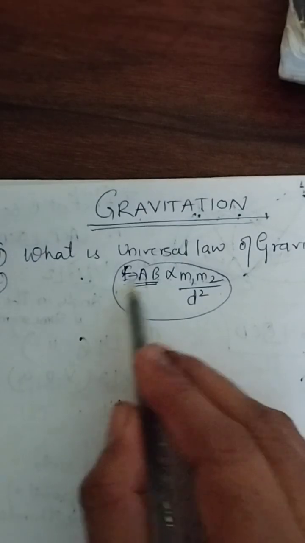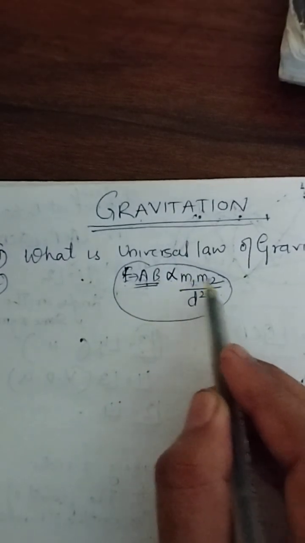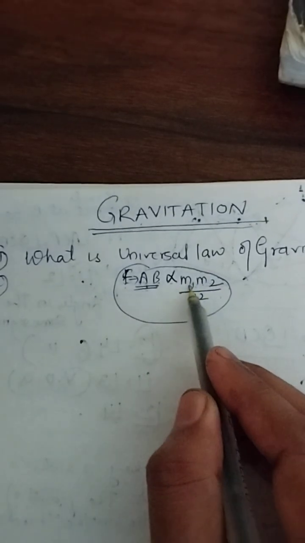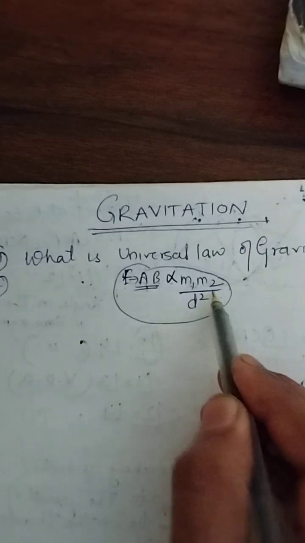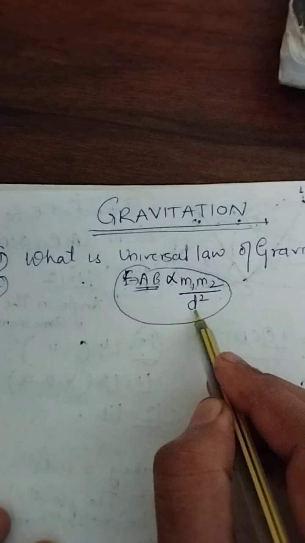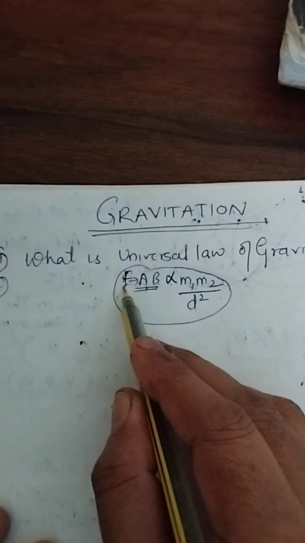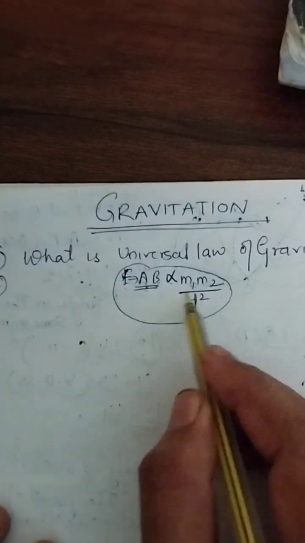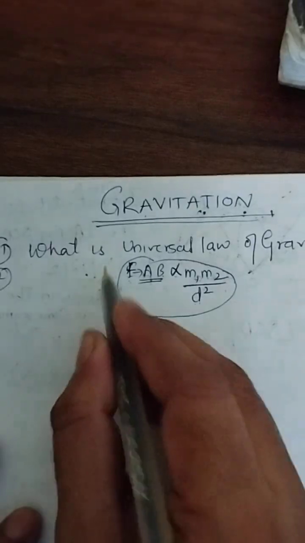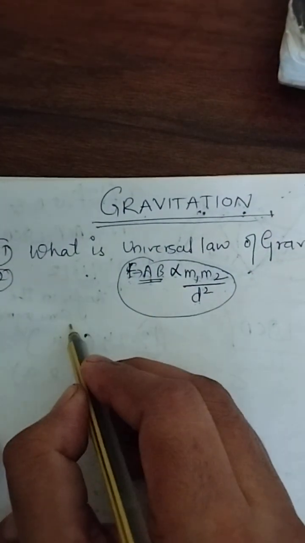The force between two bodies is directly proportional to the product of their masses and inversely proportional to the square of the distance. As the distance increases, the force decreases. As mass increases, force increases. That is the meaning of directly proportional. And on that basis you have this derivation, which you get on the first page of the textbook itself.